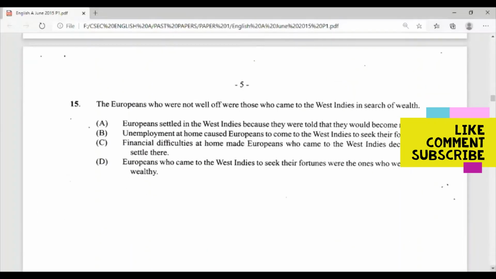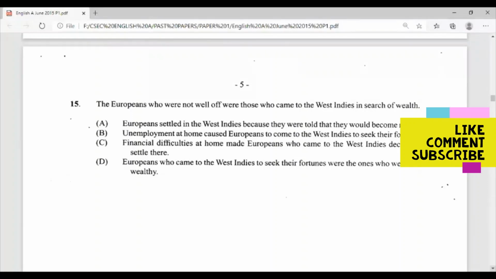15. The Europeans who were not well off, being not well off means you are not rich, were the ones who came to the West Indies. Why? To search for wealth. So they didn't have riches, so hey, they came to the West Indies to try to find it.